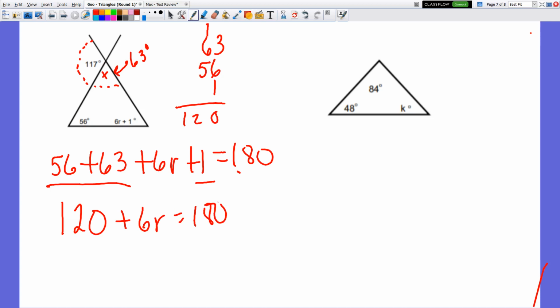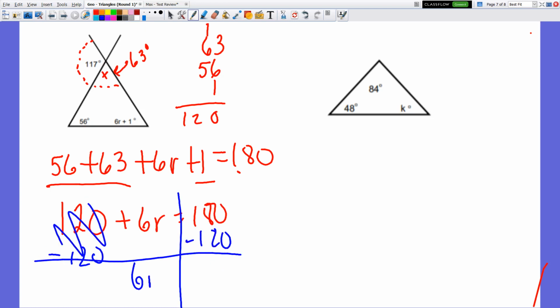Now we're solving a two-step equation. This process is going to be the same over and over. So get rid of the number first, with the variable by itself. 6r equals 60. Divide by 6. R equals 10. All right, so if you're looking for r, you found it.